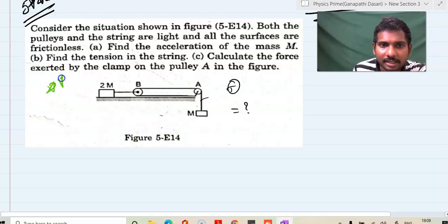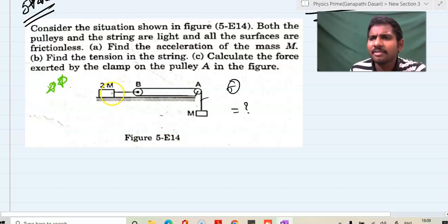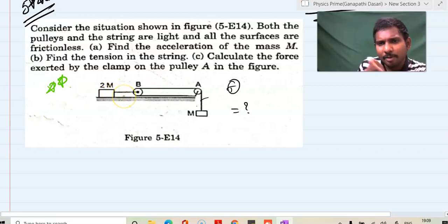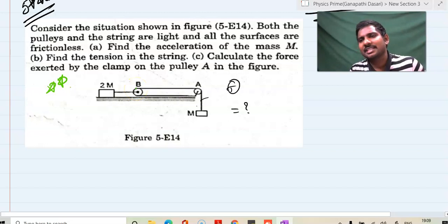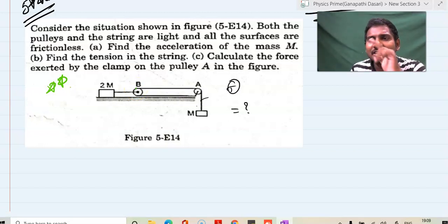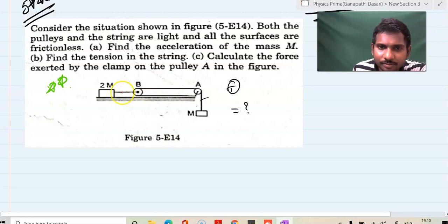very important thing is, till now in whatever questions we have seen, there was one connected string, and if one block is going upward with an acceleration A, the other block should go downward with the acceleration A. The acceleration is also the same throughout the string because there's only one string there. But here you have two strings in this question. This is one string and this is the other string.